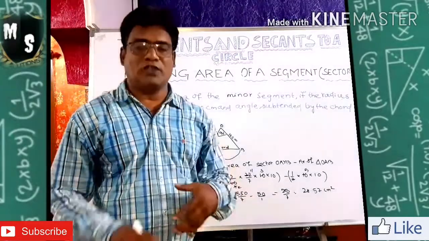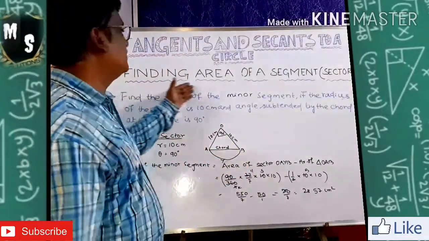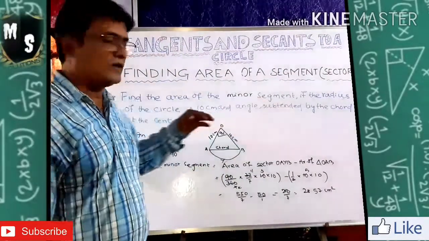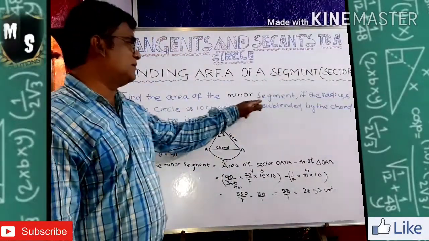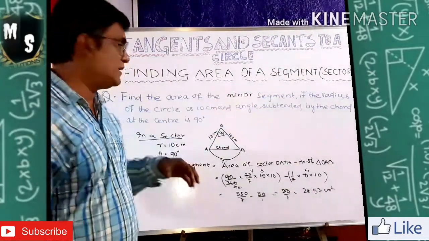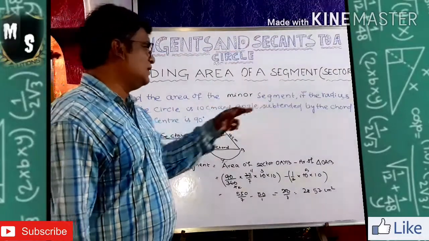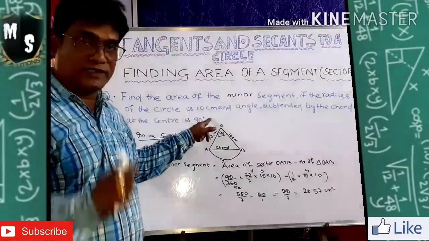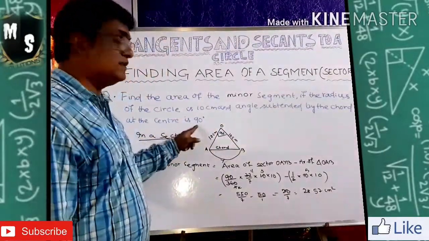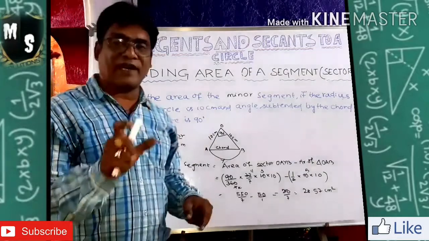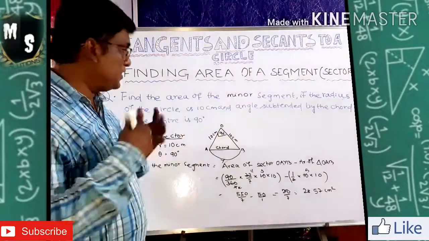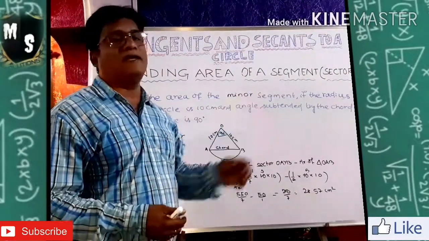Now let's solve a sum for finding the area of the sector or segment. I have already taken a question for you. Look at the question. Find the area of the minor segment. I wrote it in black, so you can focus on what area you have to find. If the radius of the circle is 10 cm, and the angle subtended by the chord at the center is 90 degrees. So the central angle is given as 90 degrees and the radius is given as 10 cm. We have to find the area of the minor segment.